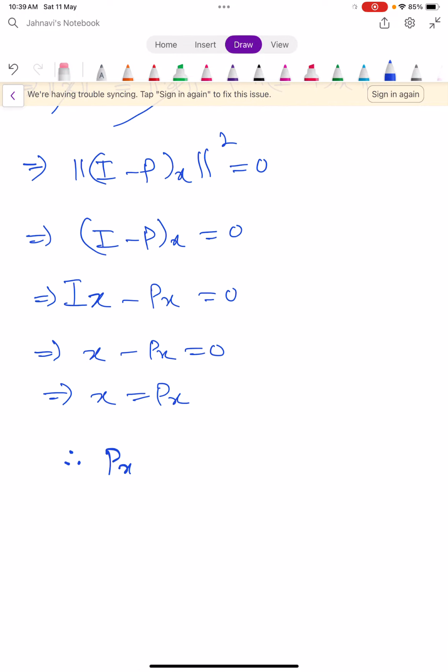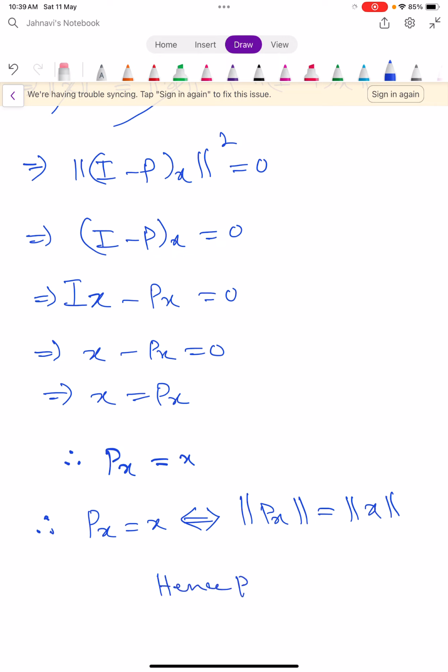Px = x. Hence what we show is that Px = x if and only if norm Px = norm x. This completes the proof of our theorem.